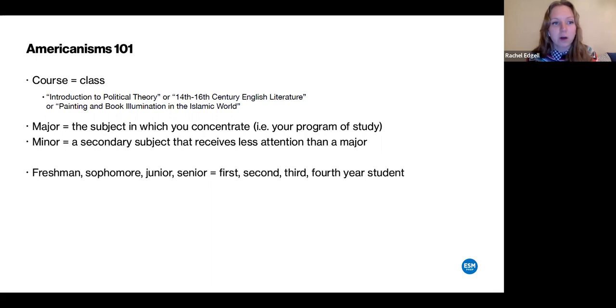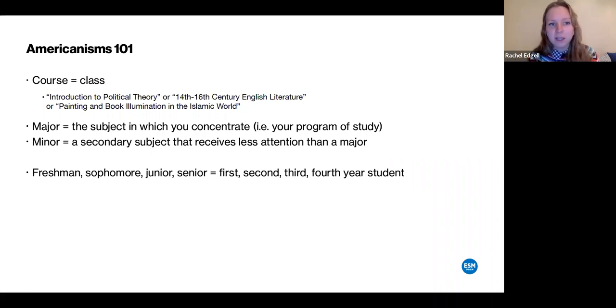A lot of universities also offer minors, which are secondary subjects. They receive maybe a little bit less attention than the major, but they are still a focal point of the education in the American liberal arts system. And I'll go into more detail about what liberal arts means and what that might look like in a few minutes.